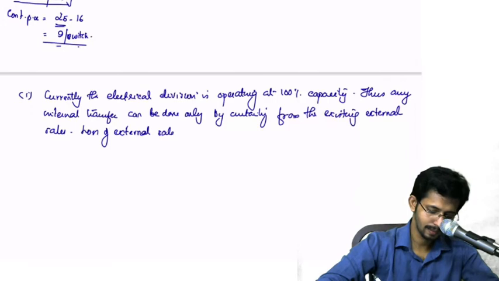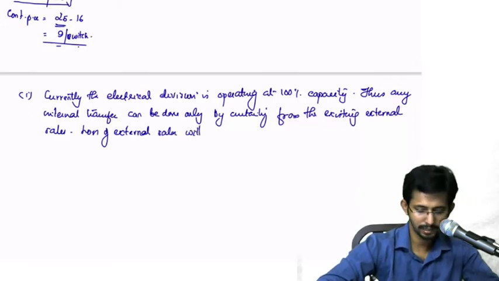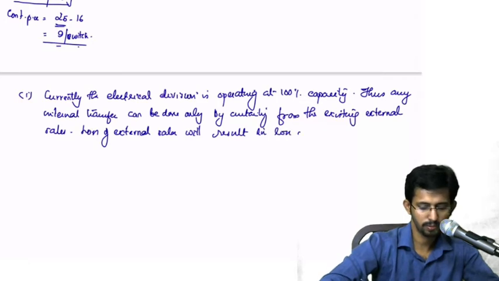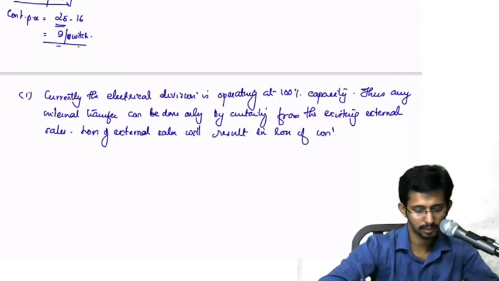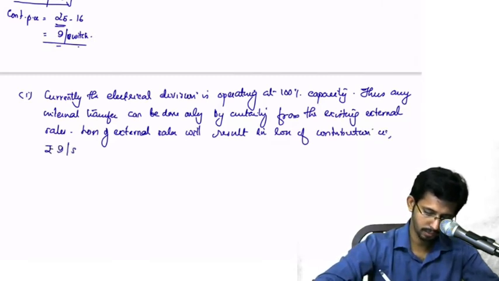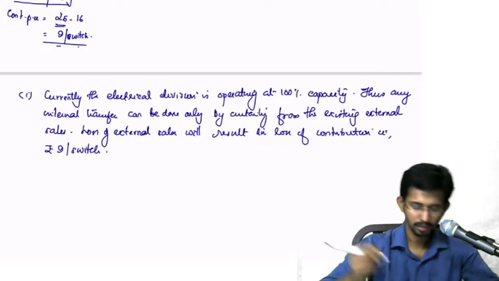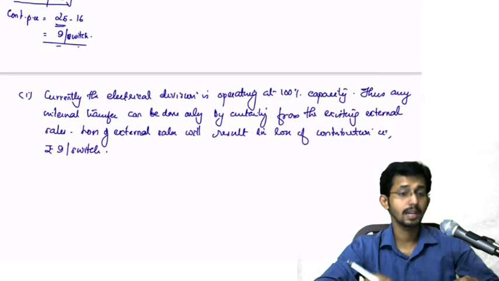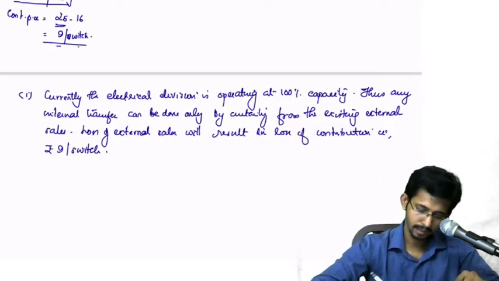Okay, now loss of external sales will result in loss of contribution, that is rupees 9 per switch. Is it clear? Yes.